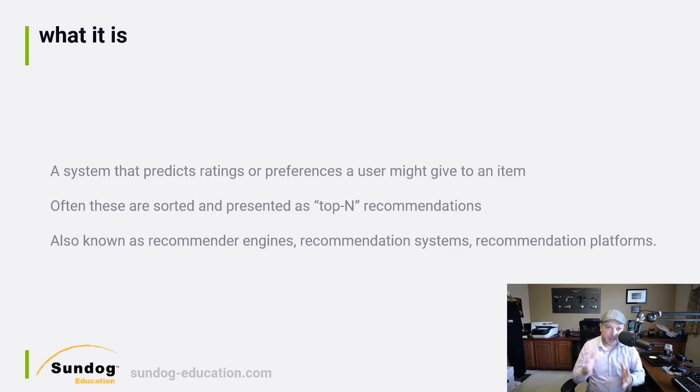We call these top-N recommendations because the output of this recommender system is a list of, say, the top 10, top 20, top 100, whatever it is, items that you are most likely to like, given your past history. It goes by other names, recommender engines, recommendation systems, or recommendation platforms, all the same thing.